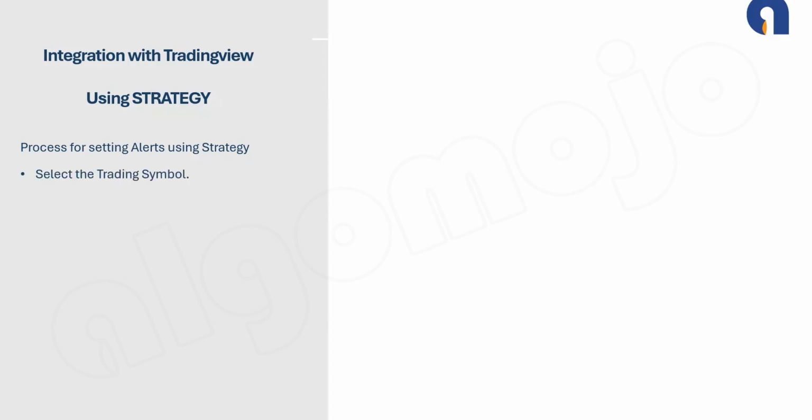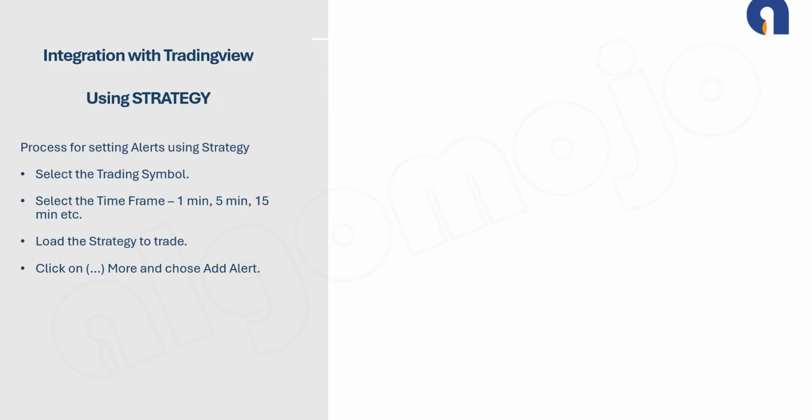See, first step is to select the symbol that you want to trade, then select the time frame that you want to run the strategy in, whether it is based on a 1 minute time frame or 5 minute time frame, 30-minute time frame, 1 hour time frame, depending on whatever is the time frame. Select the time frame, then load your strategy onto the chart.